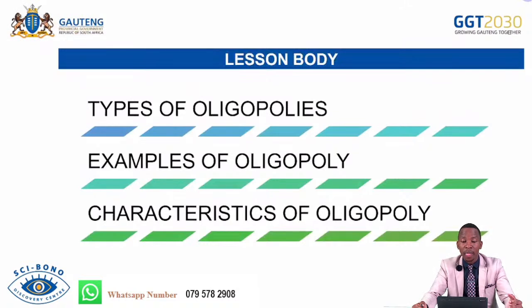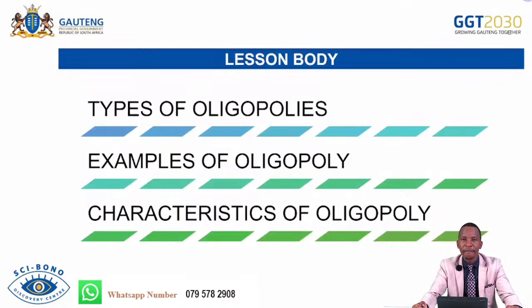As for different types of oligopoly, we have two types that exist. It can be a pure oligopoly and a differentiated oligopoly. A pure oligopoly is an oligopoly that supplies or produces homogeneous products. And then a differentiated oligopoly is the one that produces differentiated products. Differentiated product will be explained to you.